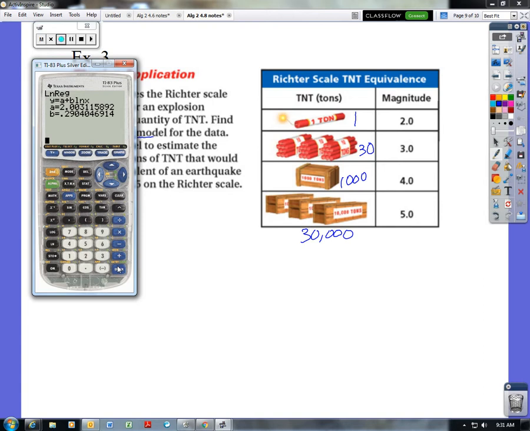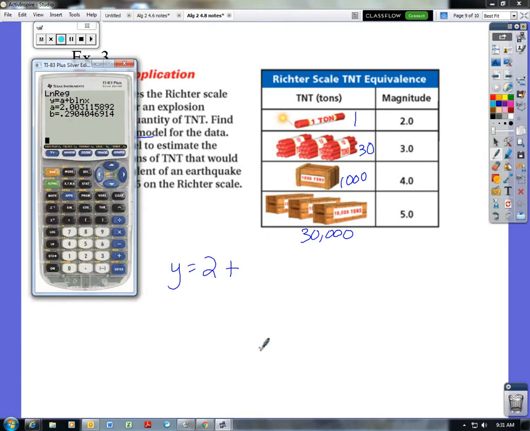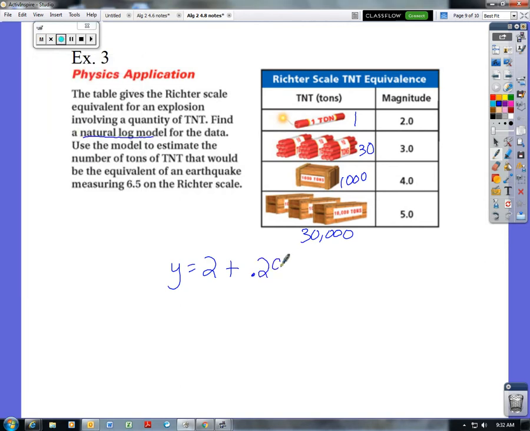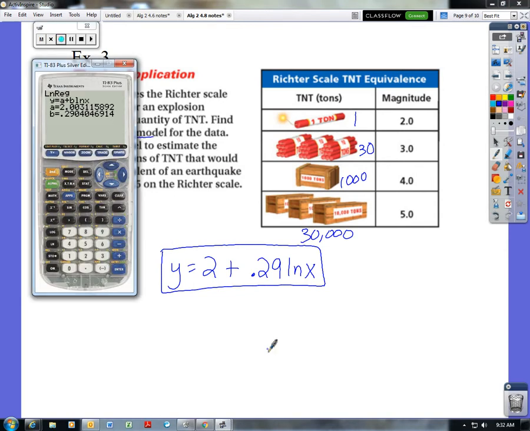Y equals A, so A is about 2. Y equals 2 plus the B is 0.29, and then natural log of x. X is our variable, so it needs to stay there as x. Here is the logarithmic equation. Also, because I put it in y1, I can graph it and see that it does fit these points.